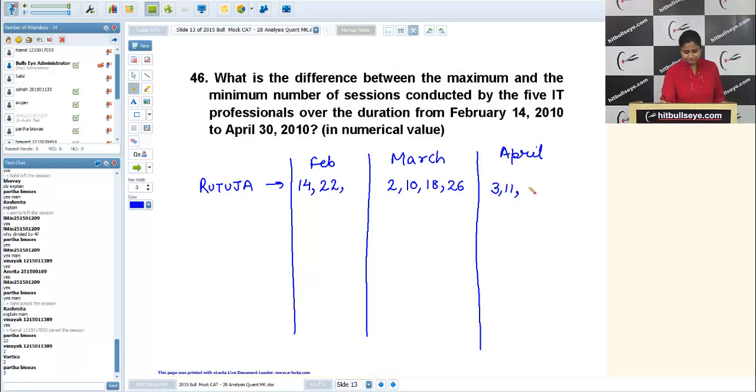11, 19. Then you will add 8 to this, 27. We cannot go further because the range is up to 30th of April. Clear? These were the days on which Rutuja will take a session. Clear? These are the dates. Is it okay, guys?